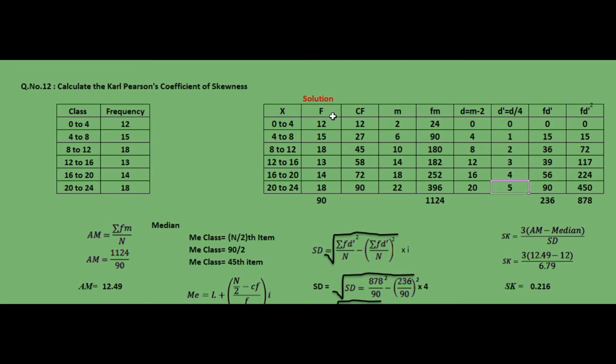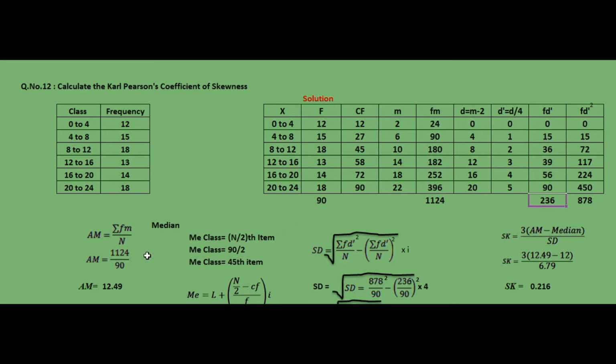Then f is here, D dash is here. So 12 into 0, 0. 15 into 1, 15. 18 into 2, 36. 13 into 3, 39. Like that, 18 into 5, 90. Now what do we need to find? fD dash square. So this one into this one once again. 1 into 15, 15. 2 into 36, 72. 3 into 39, 117. Like 5 into 90, 450. Total of these two is this one.